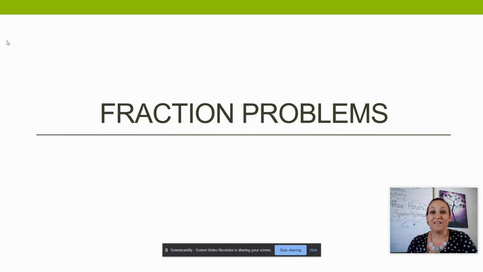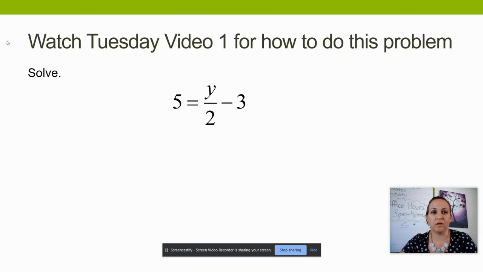Guys, today we're going to be focusing on how to solve problems that involve fractions. I'm going to make two videos about two different types of fraction problems because the way that we solve them is very, very different. Now we've already learned how to solve this type of fraction problem, so I will not be going over that today.